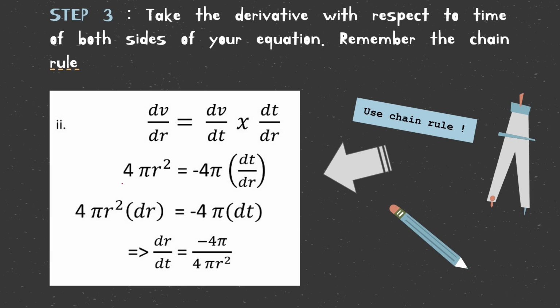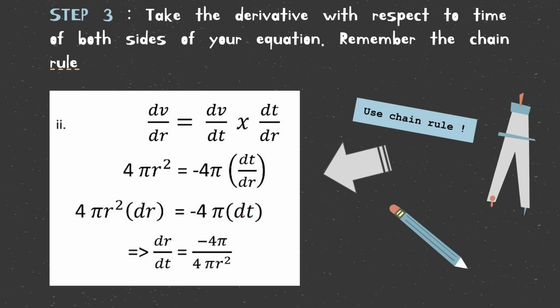We also already have the value of dV over dt, which is negative 4 pi. So, we just have to transfer the values into the formula. You will get 4 pi r squared equals negative 4 pi times dt over dr. In this step, we have to find dr over dt. So, first we have to bring the dr to the left, and we will get 4 pi r squared times dr equals negative 4 pi times dt.